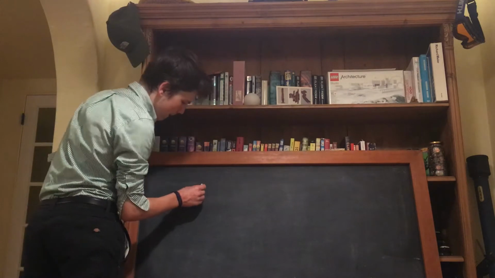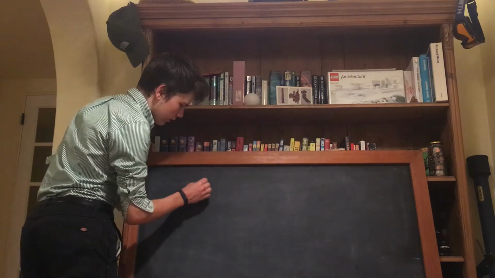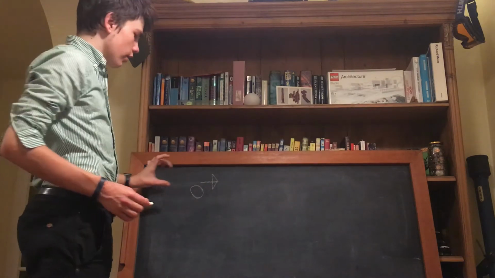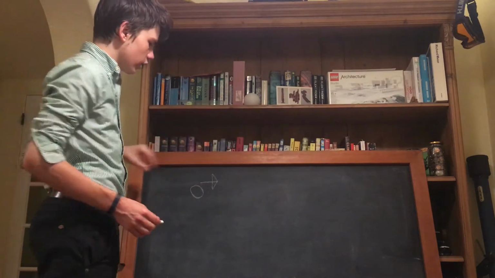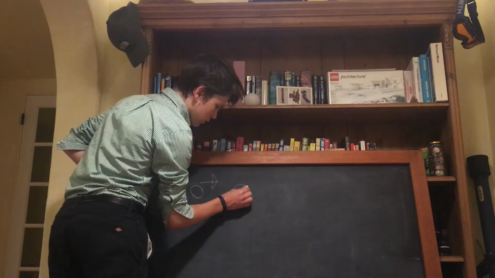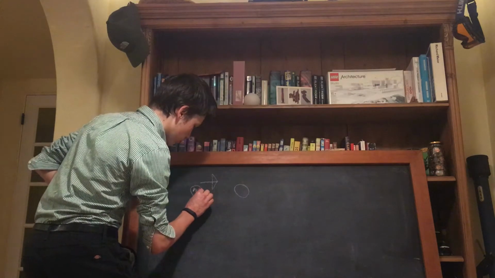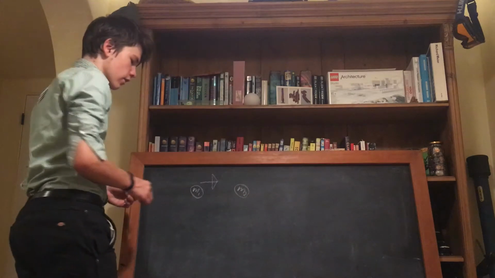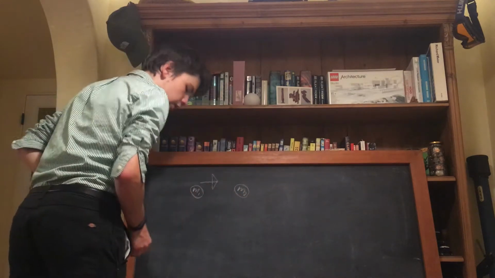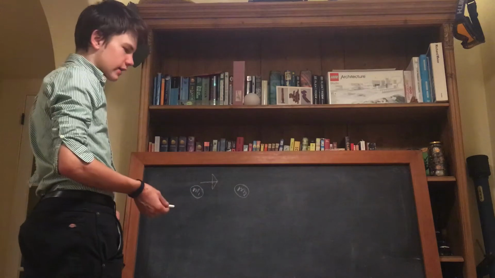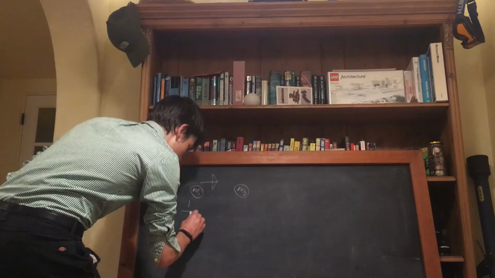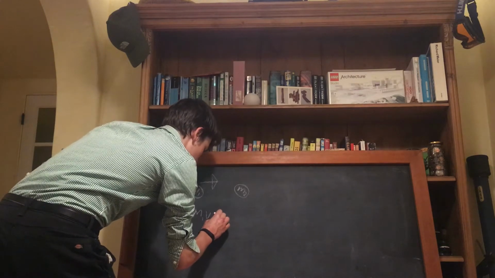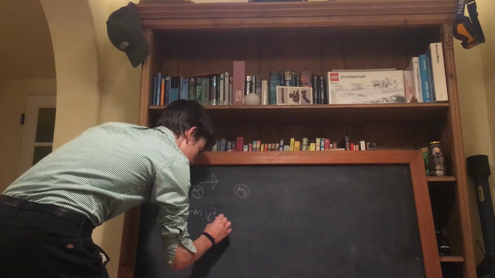So let's say you have an object here moving along. Let's call this M1, let's call this M2. M2 is at rest, so right now the total energy would be 1/2 mass 1 velocity squared, initial velocity.